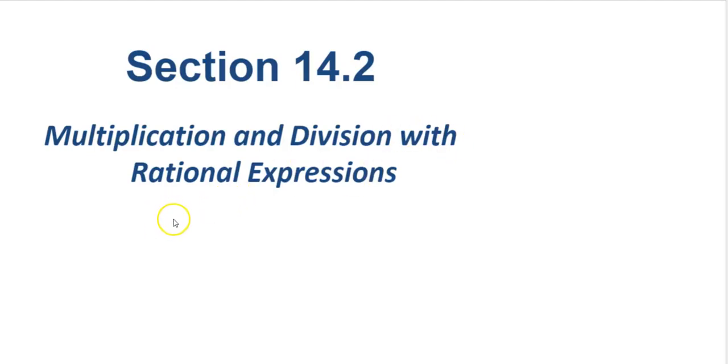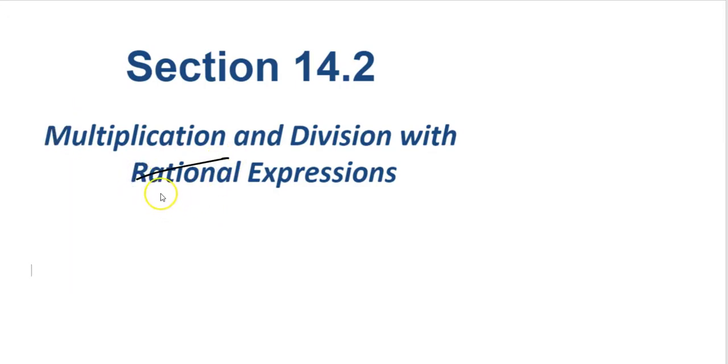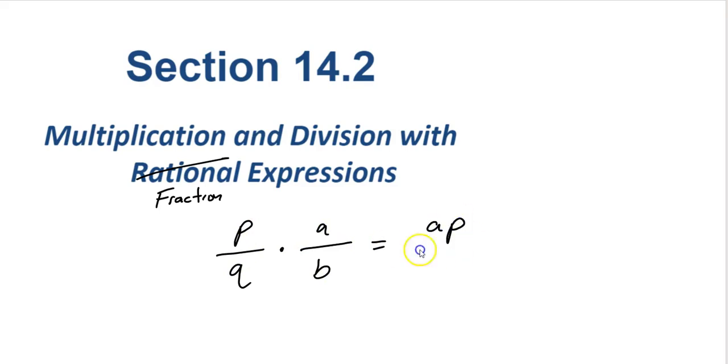Okay, here we are, multiplication and division with rational expressions. Just a quick reminder: a rational expression is just a fraction. So we're going to be multiplying and dividing fractions. Yes, they're going to be expressions, but the rules still stay the same. When you have a fraction p over q and multiply it by a over b, that literally equals ap over bq, because you multiply straight across.